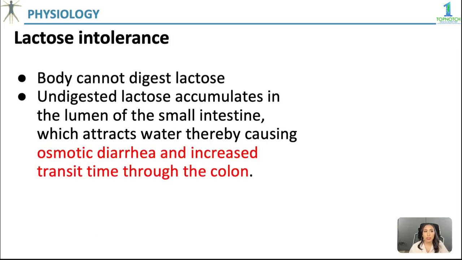So let's talk about lactose intolerance. So what happens? The body cannot digest lactose, and undigested lactose accumulates in the lumen of the small intestine, and this attracts water, causing osmotic diarrhea and increased transit time through the colon.